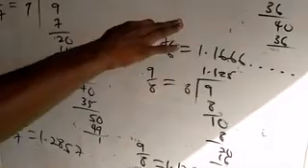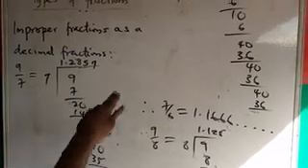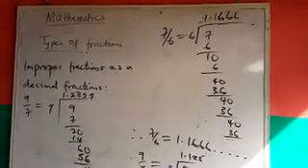This is all we can do here. We can see now, as all people have seen, how we can convert improper fraction to decimal fraction. And we also learned how we also converted to mixed number.